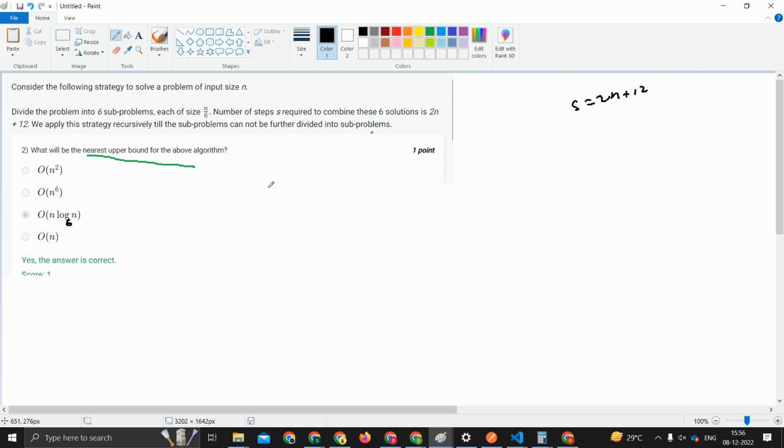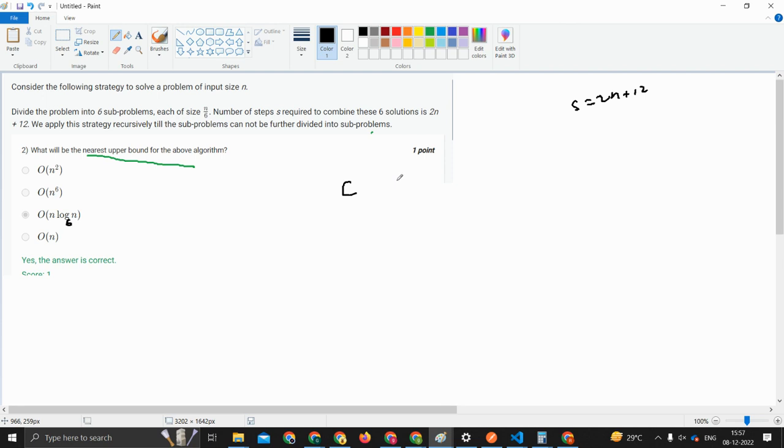It cannot be n square or n power 6. Also, it cannot be n. Correct. So the left out is only n log n. But Uma's explanation, I've got to read a little more to understand that one.